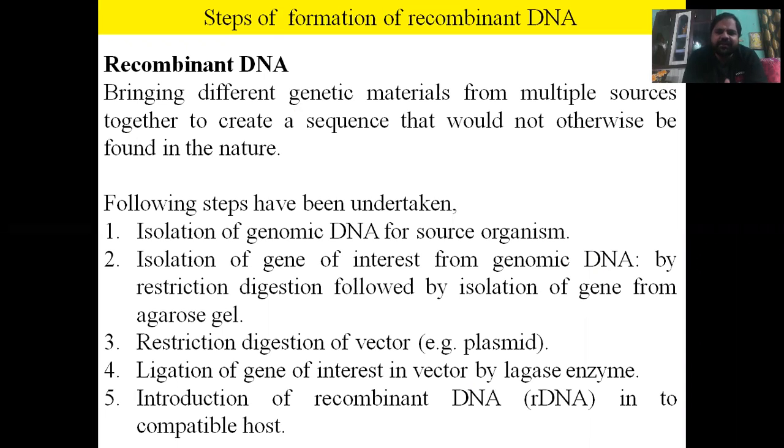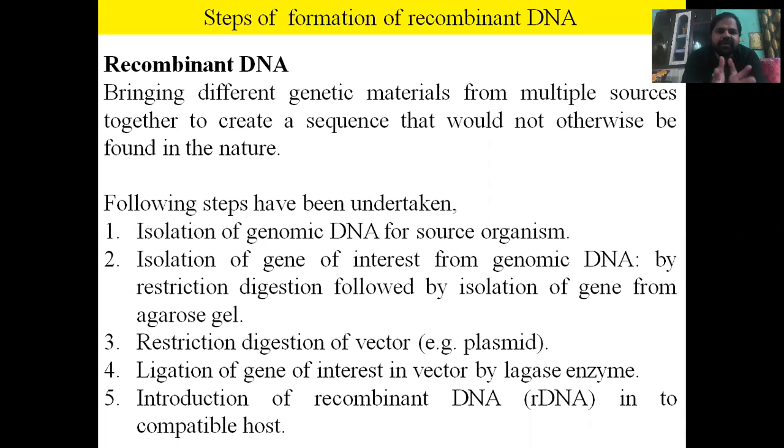Bringing different genetic material from different sources together to create a sequence that would not otherwise be found in nature. It means when we combine different DNA from different sources, then a whole combination will be called as recombinant DNA. Suppose we are taking DNA from bacteria and another DNA from human or plant, and we are joining both of the genetic material, then this construct will be called as recombinant DNA.